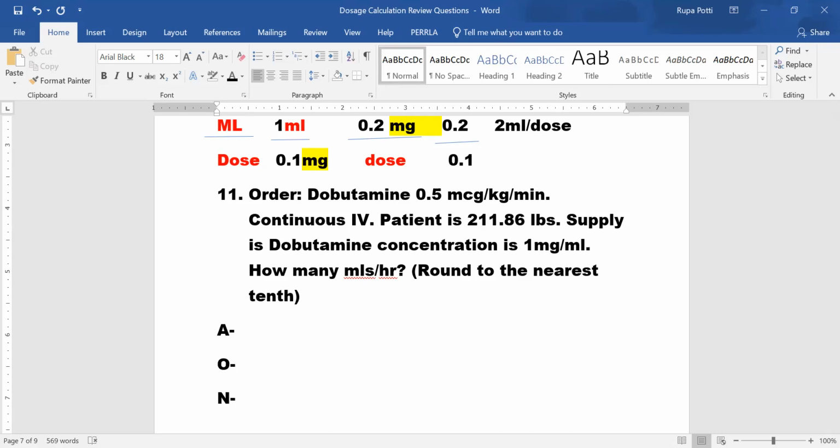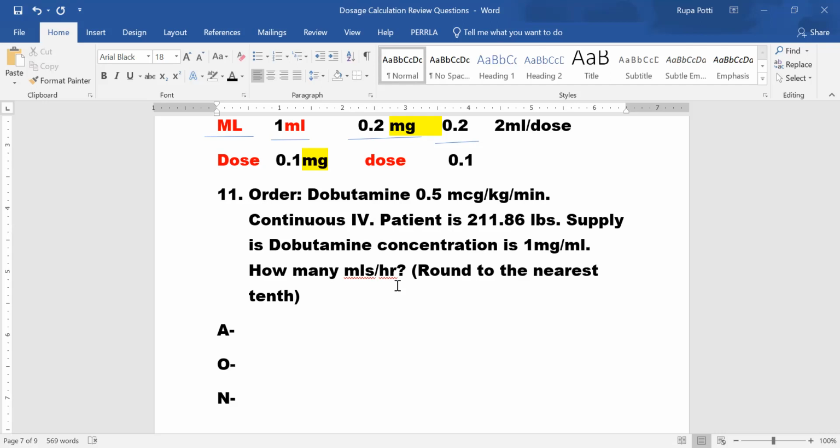The first thing, as I read my problem, I'll go by my AON. I'm going to read through the problem and see. Okay, so I have dobutamine 0.5 micrograms per kilogram per minute. So this is my order. Continuous IV. The patient weighs 211.86 pounds. Then the supply is dobutamine concentration 1 milligram per mL. So how many mL do I give? And then round to the nearest tenth.